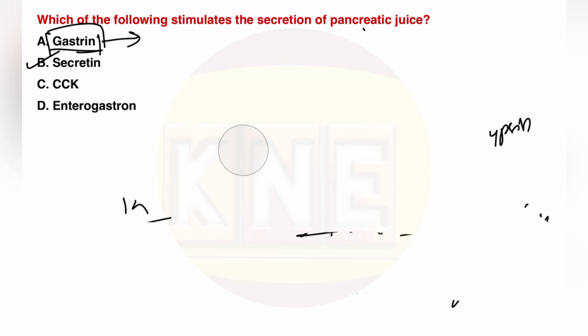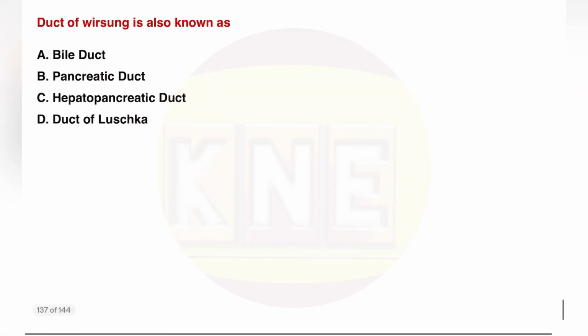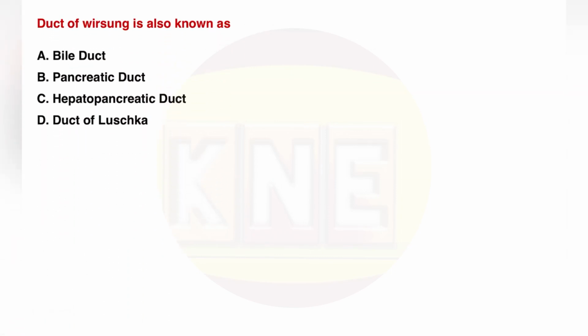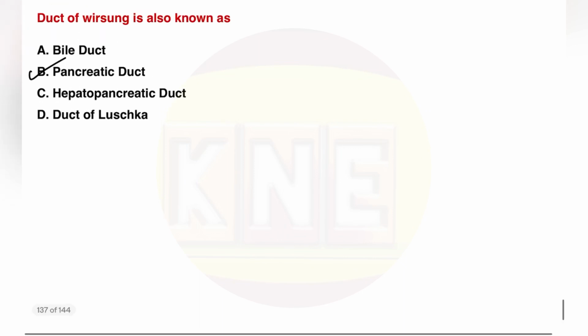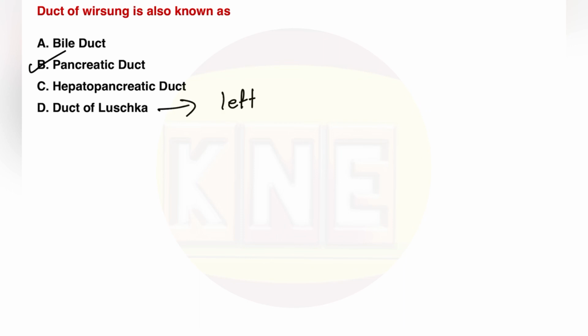Okay, so which is the right answer? That is secretin. Okay, we'll move on to the next question, that is the duct of Wirsung. The duct of Wirsung is also known as the pancreatic duct; that is the right answer. Okay, duct of Luschka, right? What does the duct of Luschka mean? The duct of Luschka comes from the left hepatic lobe.